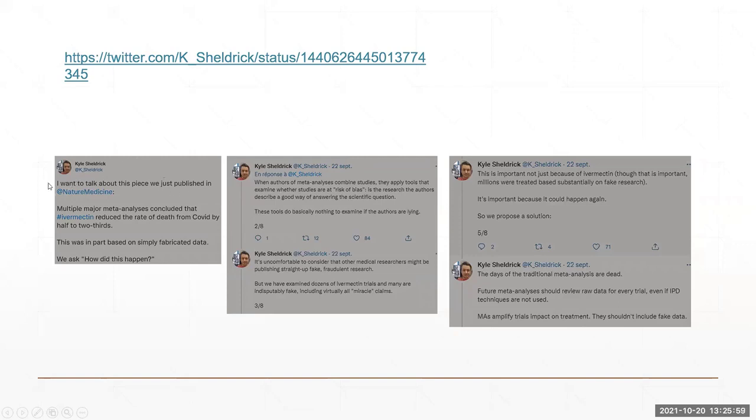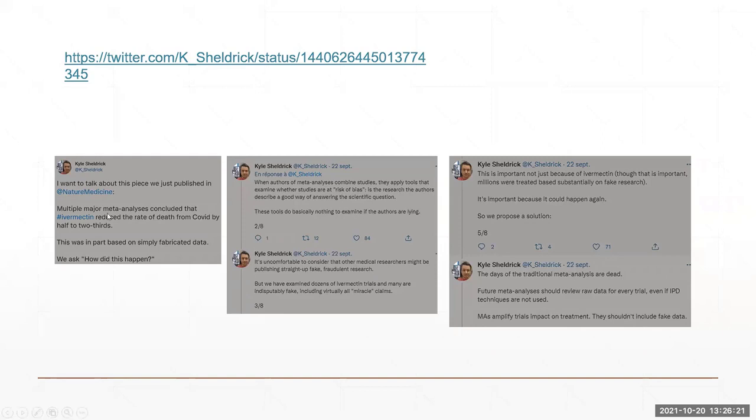He said, "I want to talk about this piece we just published in Nature Medicine. Multiple major meta-analyses concluded that ivermectin reduced the rate of deaths from COVID by half to 2/3. Ivermectin is a medication for respiratory disease. This was in part based on simply fabricated data. We ask, how did this happen?